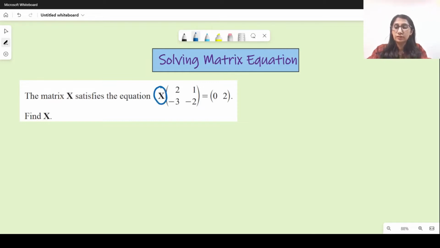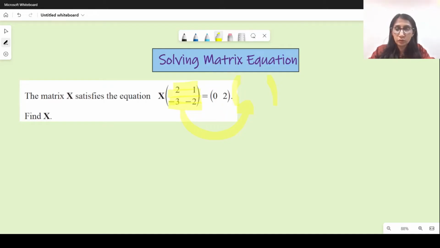That means that this entire matrix needs to go to the other side. And when you take a matrix to the other side, it becomes the inverse of itself. So this matrix will go to the other side and become the inverse of the same matrix. Now you have to make sure that since this matrix is towards the right side of X, its inverse is going to be towards the right side as well.